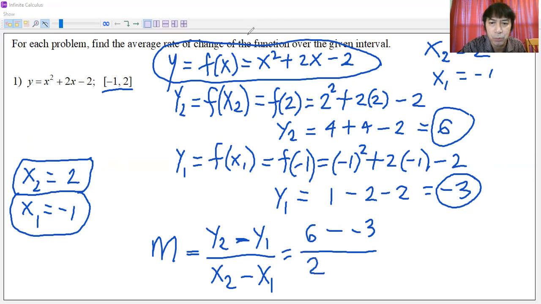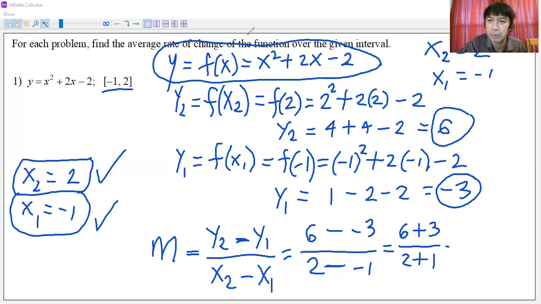x2 is 2 over here, minus x1. Our x1 is another -1 over here. So after the minus in the formula, we write -1. There. And we will have here 6 plus 3 divided by 2 plus 1, which gives us 9 over 3. Our answer is simply 3. So m is equal to 3, the average rate of change in the interval -1, 2.